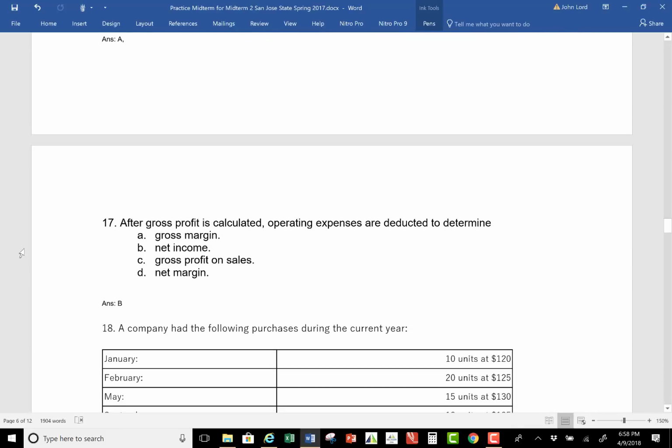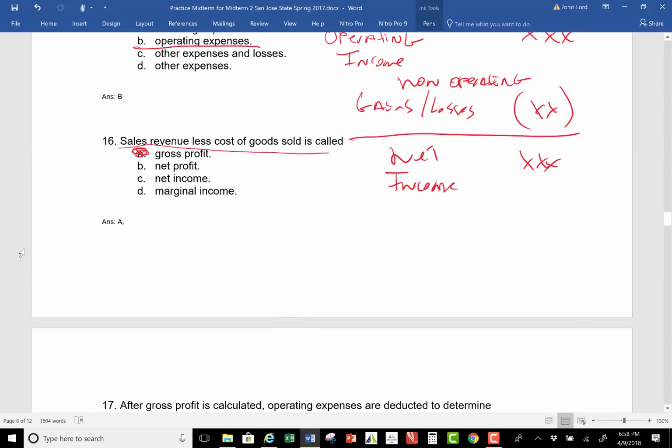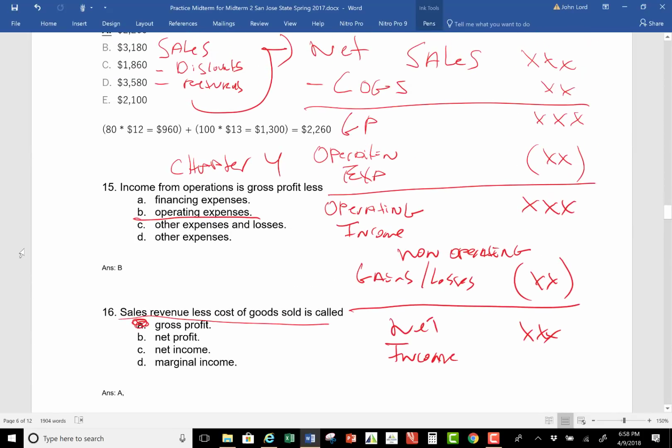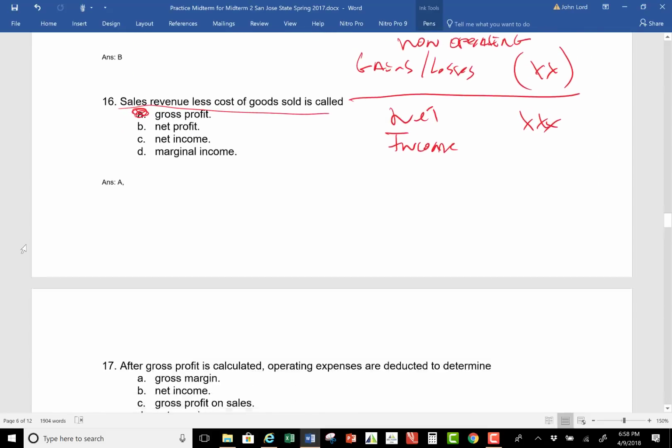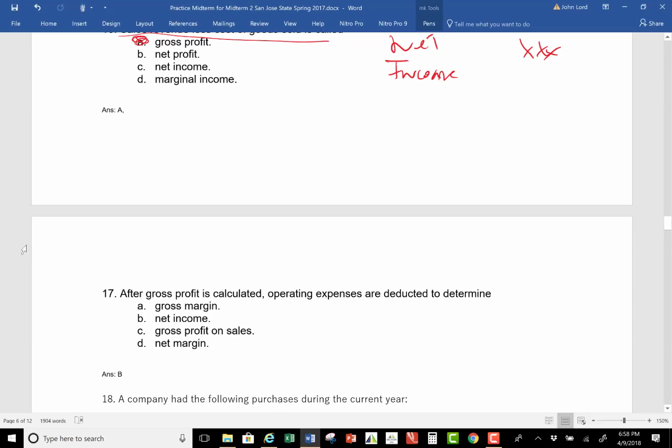Number 17. After gross profit is calculated, operating expenses are deducted. Now, I'm not in love with this question because a better answer would be operating income, right? But in the absence of operating income, what's the next best answer? Net income. Perhaps this company doesn't have any non-operating items, so you would take expenses off of gross profit, and that number is simply net income because there are no non-operating items.